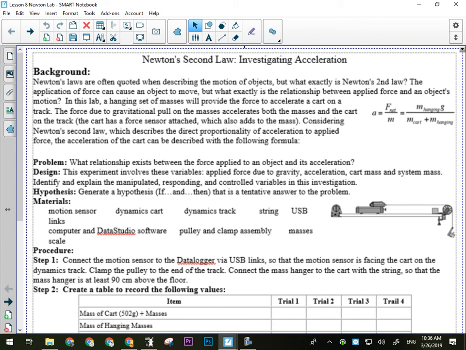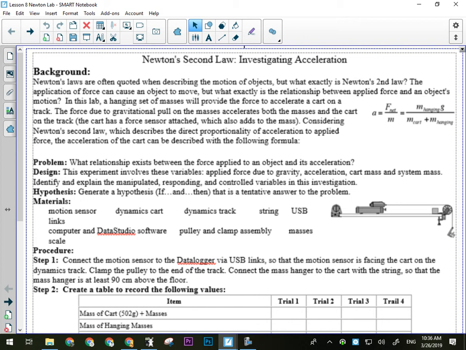Any increase in the net force will result in an increase in acceleration. Any increase in mass will result in a decrease in acceleration. Okay. So we're going to have a set of hanging masses, as you see in the diagram here. We'll have a set of hanging masses and the cart. Okay, the cart will be tied to the hanging masses with a string that's stretched over a pulley.